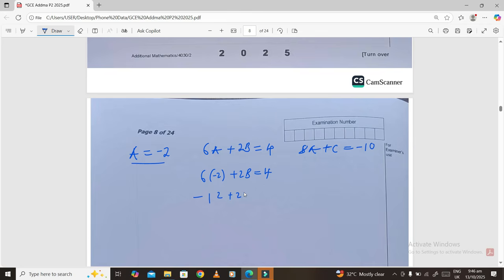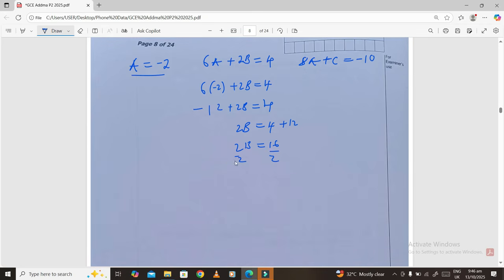-12 plus 2b is equal to 4. 2b is equal to 4 plus 12. 2b is equal to 16. Divide by 2 by 2. The value of b is coming out to be equal to 8. So this is the value of b. We come to this one.